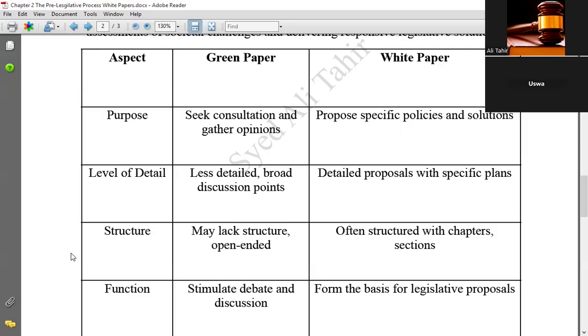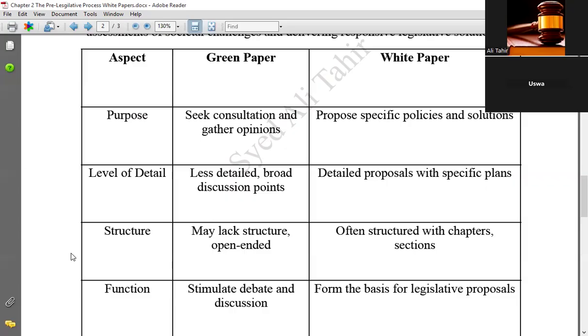As for the level of detail, green papers will not be as detailed. There will be broad discussion points and thoughts of experts on the matter, but it would rarely be specific. White papers are not this way. White papers are properly structured and highly detailed, and they will outline the very problem and the exact solutions that are proposed in order to resolve that problem.